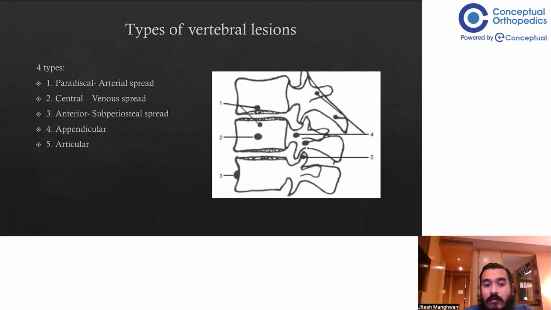Appendicular or articular lesions are a bit rare. We do encounter them, but the chances are slim. The most common is paradiscal, and whenever there is paradiscal involvement, it means the spread has happened via the arterial source. Whenever it is central, it is via the venous route, and whenever it is anterior, it is a subperiosteal spread.